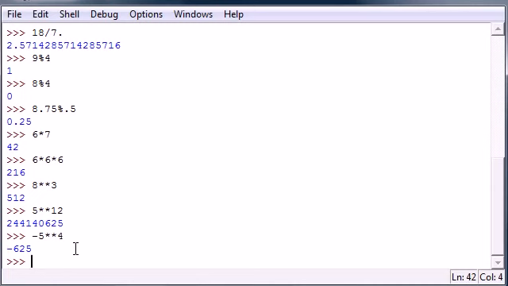So in this tutorial we covered basic math functions, and I also told you guys how to do modulus and exponent. And those are the basic math functions, but we're going to be using them a lot in the future.